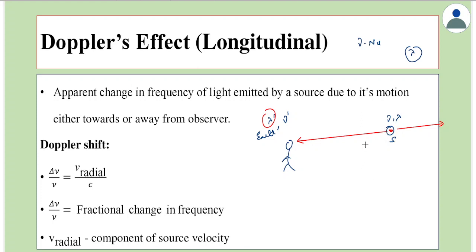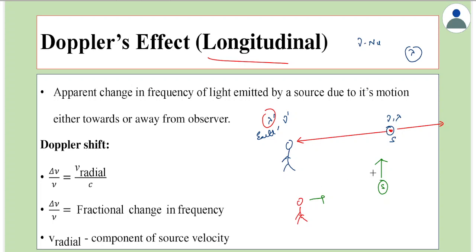Now in this course, we study something called longitudinal Doppler's effect. That is because in this case, the source and the observer will be in the same line of sight. Now think of a case where, instead of this, the observer is moving in one direction, and the source is moving perpendicular to the observer.